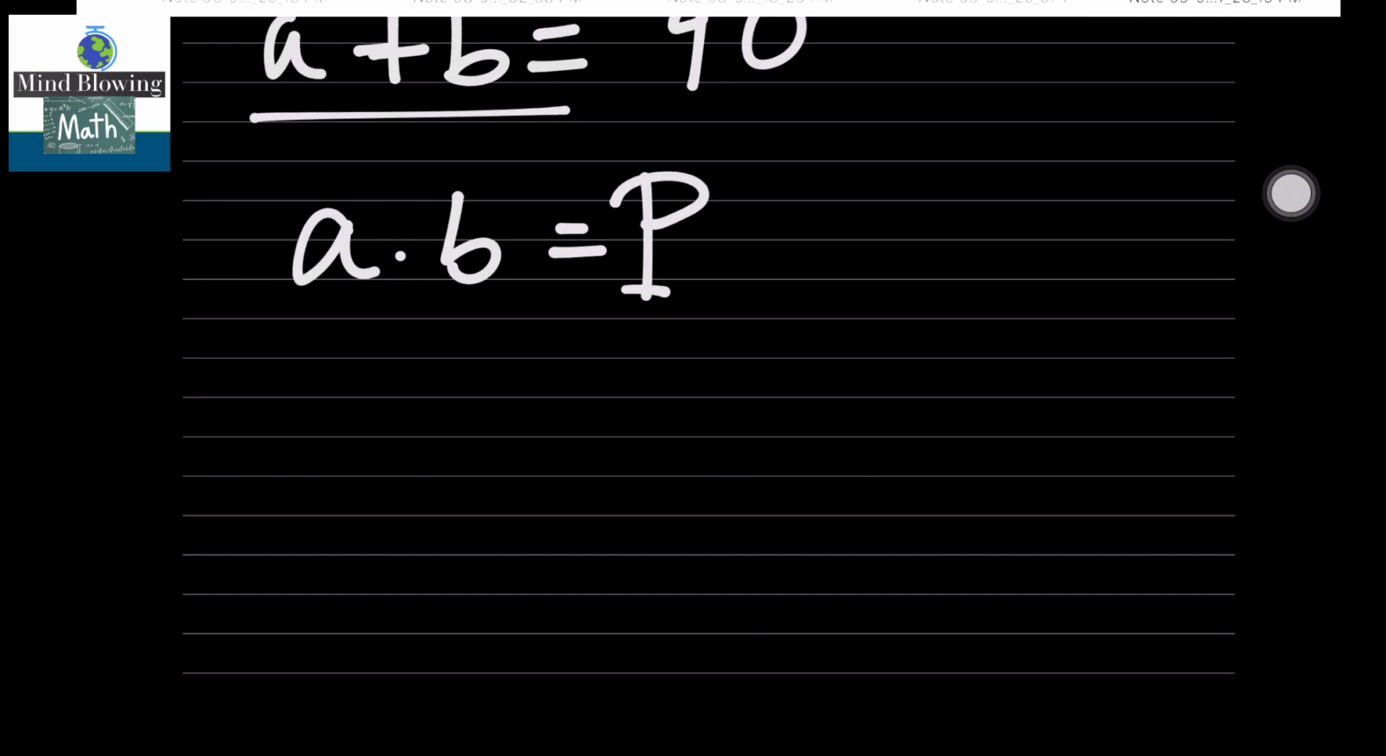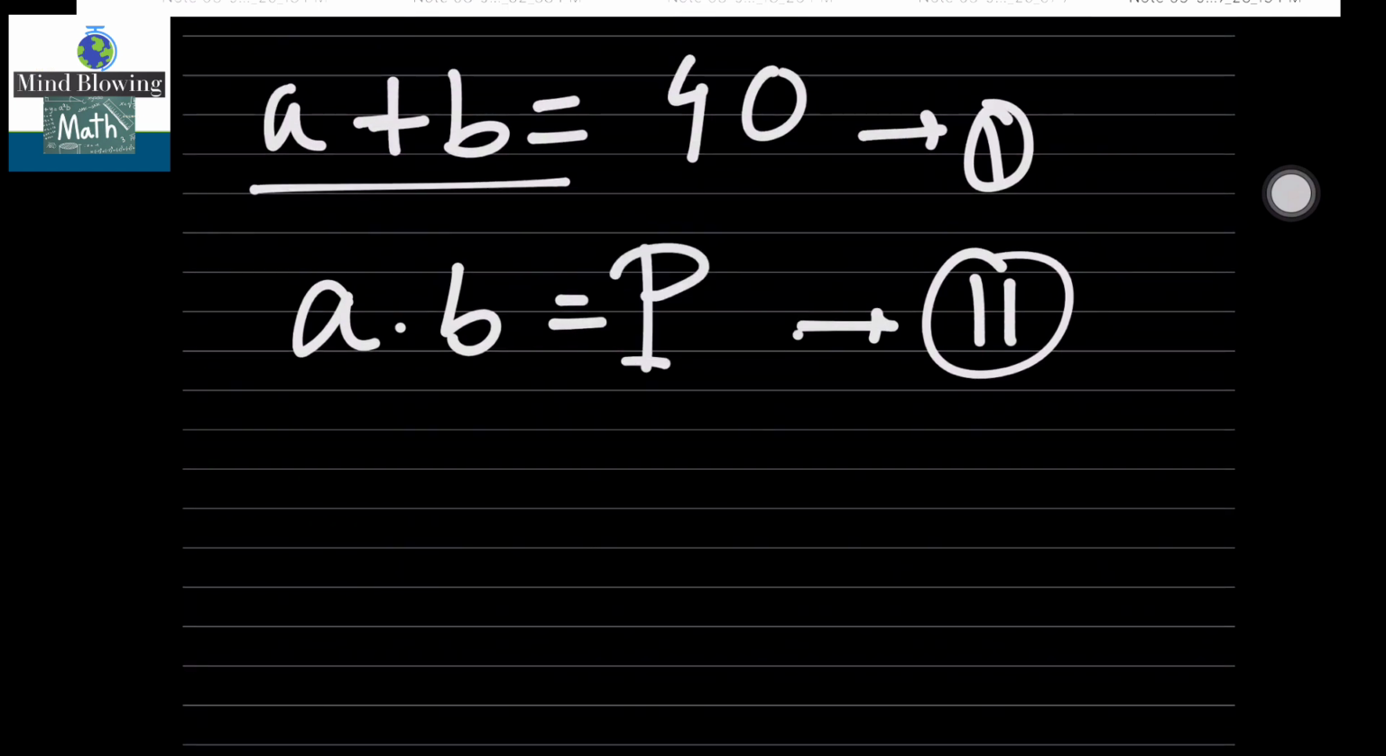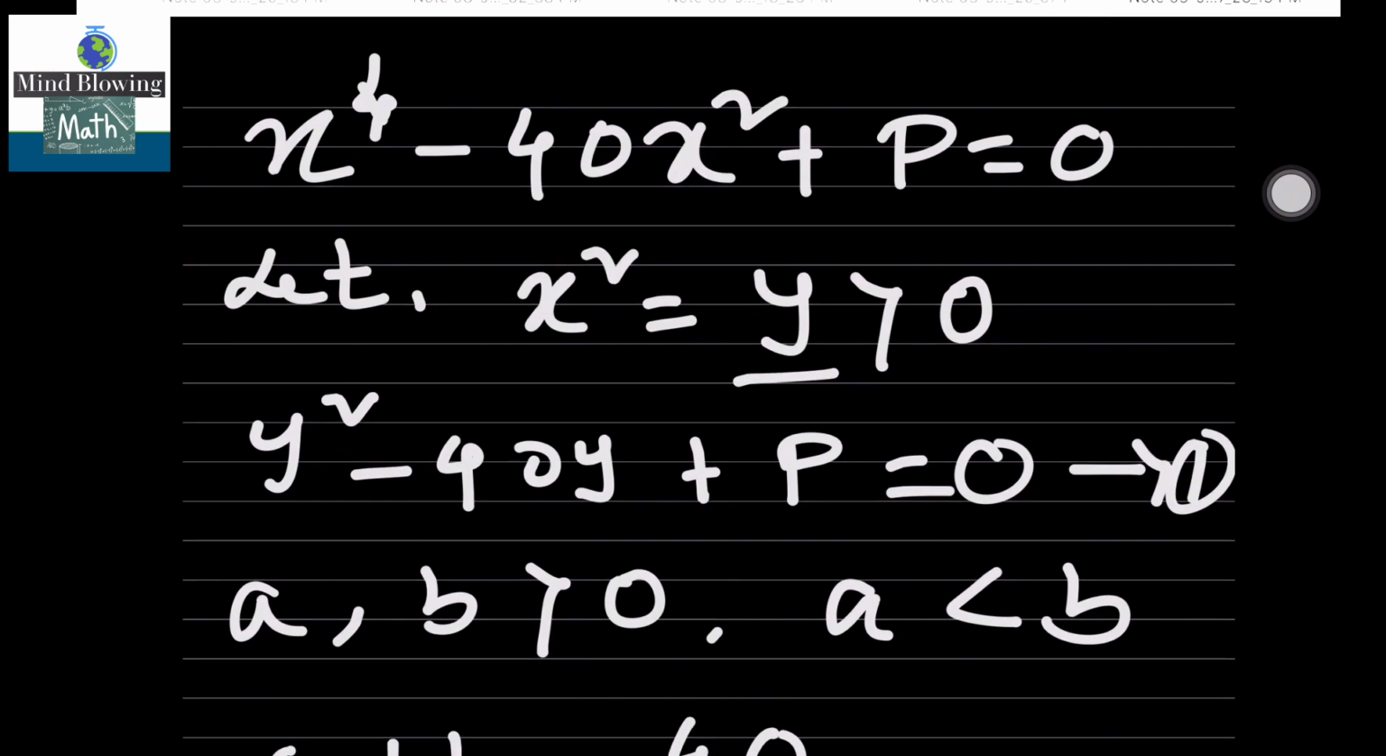So from these two equations, we have three variables, a, b and p, so it is difficult to find the value of p or a, b from these equations. But we have another piece of information: all the roots of the given equation x to the power 4 minus 40x square plus p equal to 0 form an arithmetic progression.